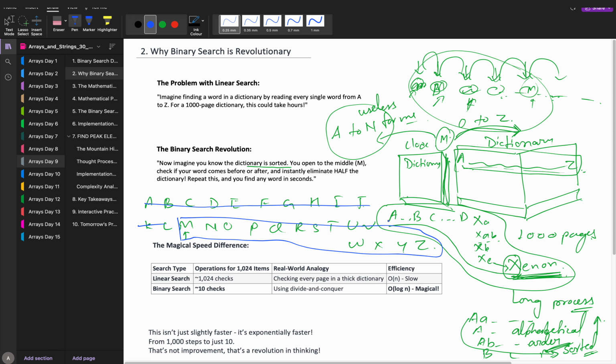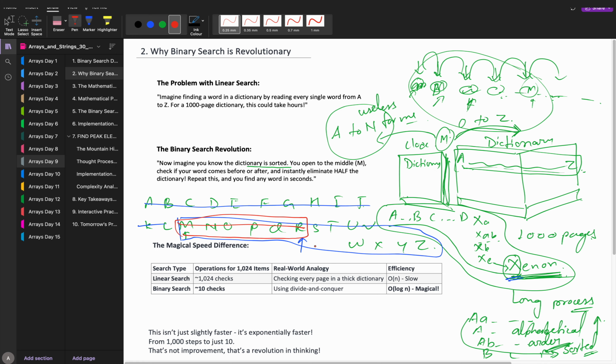From here again, what will I do? I will go to the middle of the dictionary. Let's say R was the middle. I will be at R words, okay? My word starts with X. X is still coming after R, okay? Not earlier. Then again, this part of my search space has become useless. I will discard it.